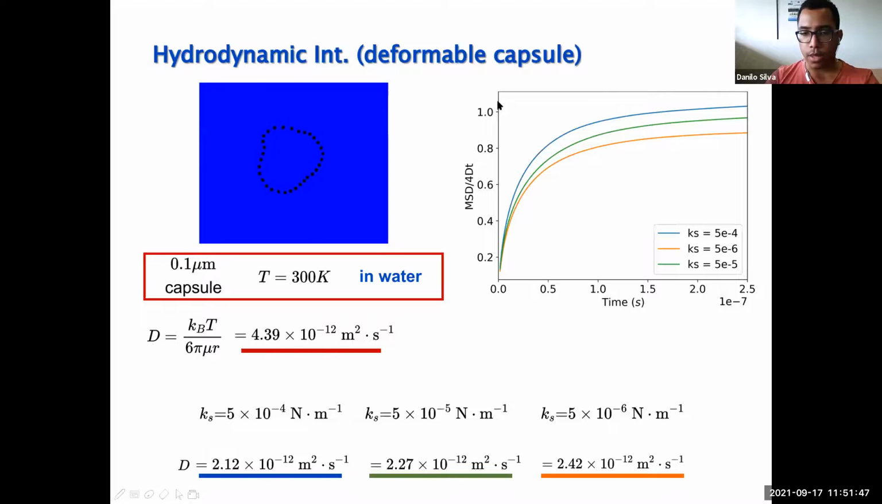But if we plot the non-dimensionalized version of the mean square displacement against time, where 1 basically indicates the diffusive regime, and below 1 is a non-diffusive regime, we see that more rigid particles reach a diffusive regime faster than more deformable particles, as we can see here. So for a Ks of 5 times 10 to the minus 4 Newton meters, it reaches a diffusive regime faster than its counterparts with more flexible membranes.